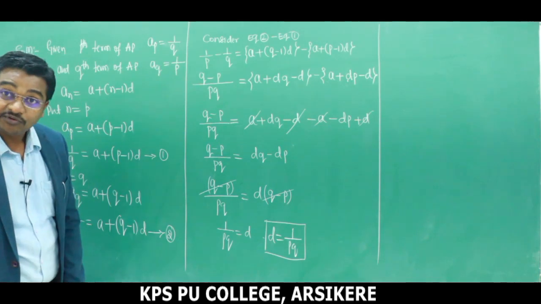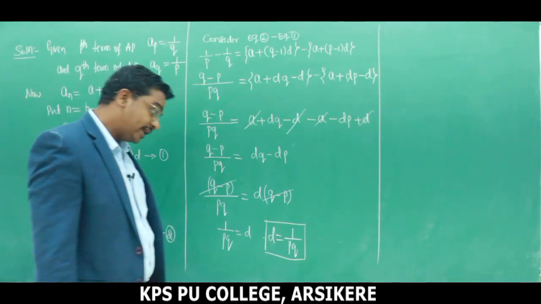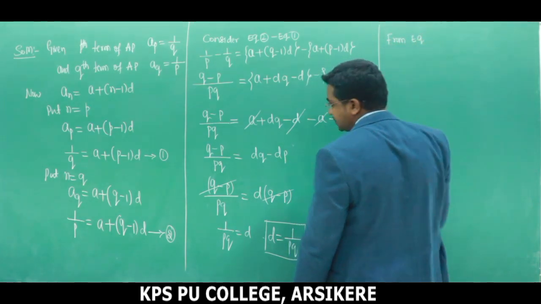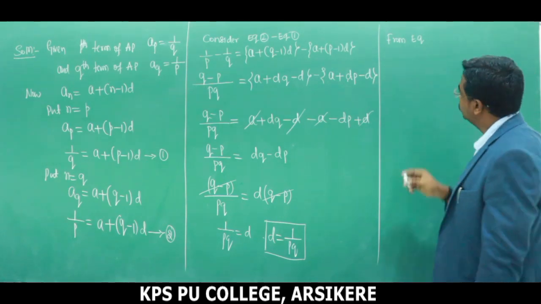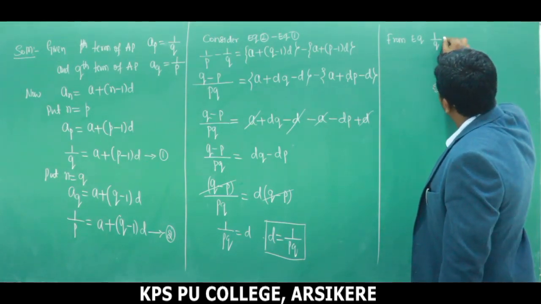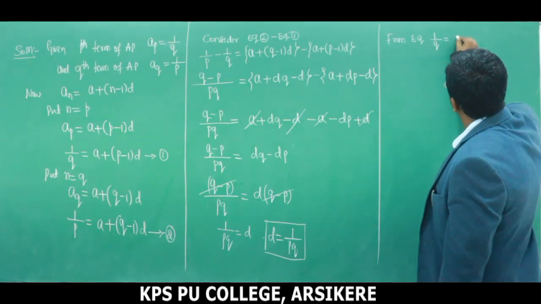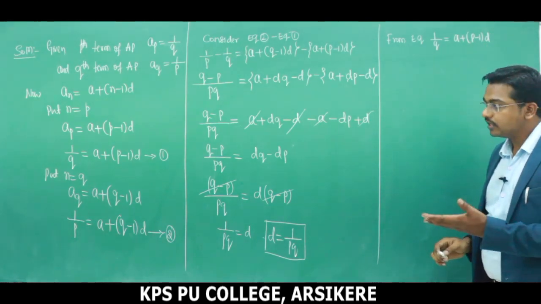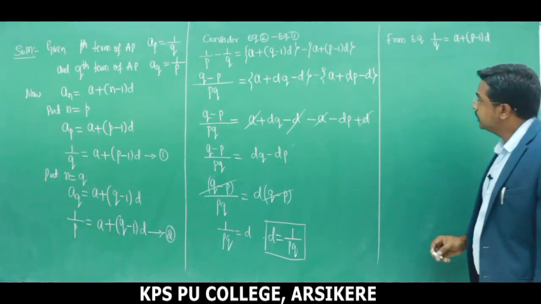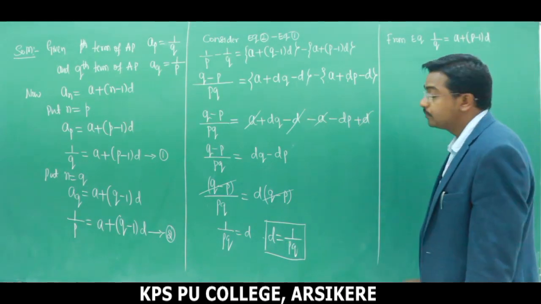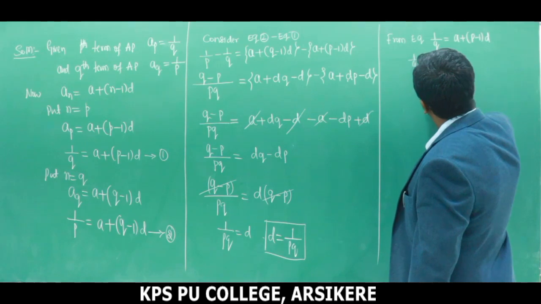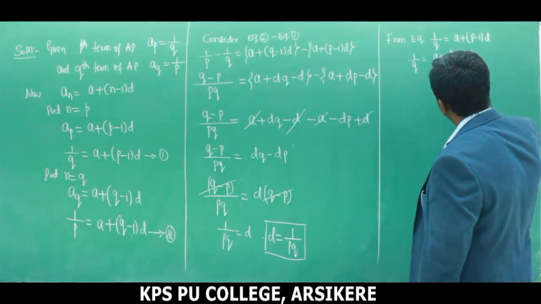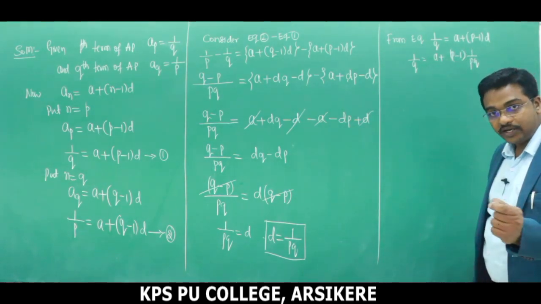Next, we have to get the value of the first term, that is a. For that purpose, I will consider equation 1. What is equation 1? 1 by q is equal to a plus p minus 1 into d. Now substitute d is equal to 1 by PQ. So now 1 divided by q is equal to a plus p minus 1 into 1 by PQ.